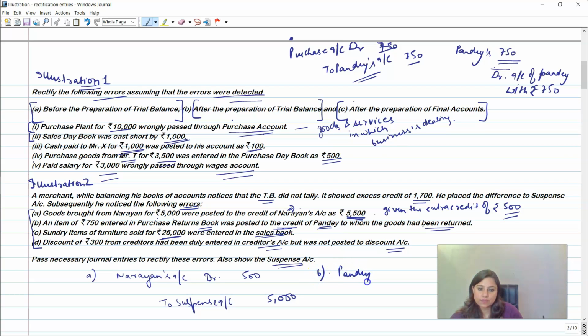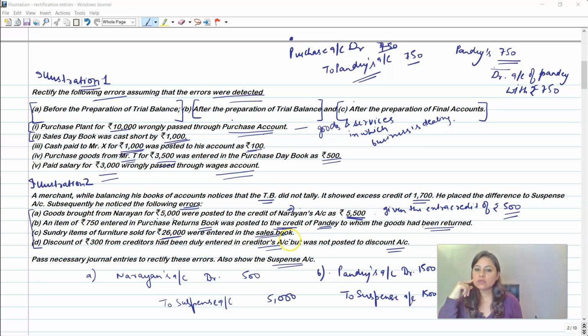Pandey's account debited. And again, this is a single-sided error because we have correctly recorded the entry in the purchases account, or the purchase return has been correctly recorded. However, the goods that have been returned to the particular person, such account has not been correctly rectified. So Pandey's account is going to be debited 1500 to Suspense account.